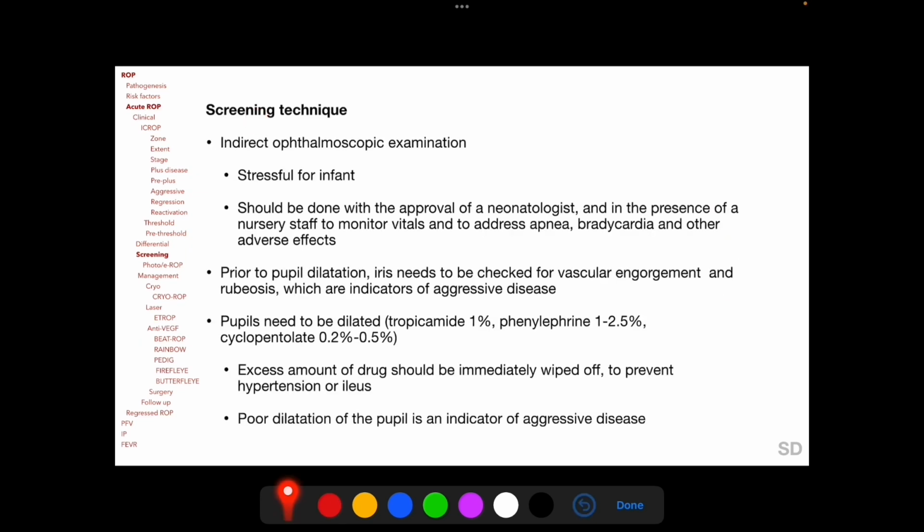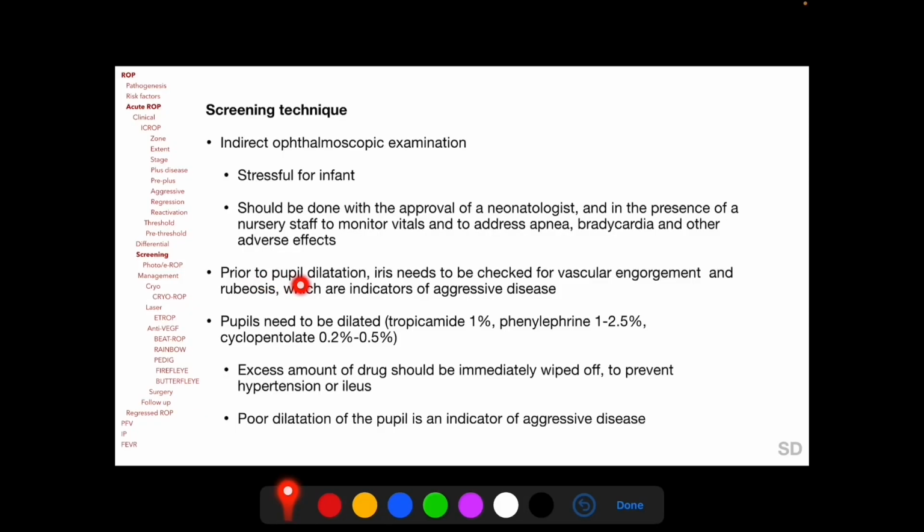Screening requires indirect ophthalmoscopic examination, which can be stressful for an infant, and so screening examination should be done with the approval of a neonatologist and in the presence of nursery staff who can monitor vitals and address apnea, bradycardia and other adverse effects if they occur during screening.